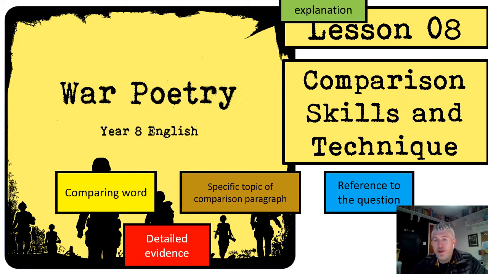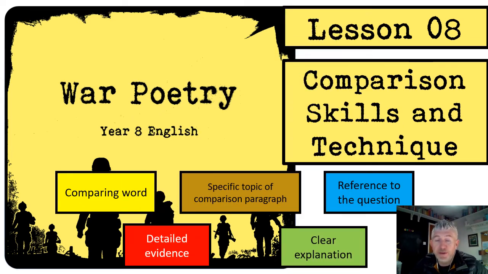So we're at the end of the video lesson now, and what I hope you realised is that there are 5 key ingredients in a comparison paragraph. You need to make sure you have comparing words to make the paragraph into a comparison paragraph. You need to have a clear focus that you're comparing. You need to have a reference to the question, some detailed evidence, and clear explanations. If you manage to get all those 5 things in your poetry comparison paragraphs, then you're going to get a very good mark.